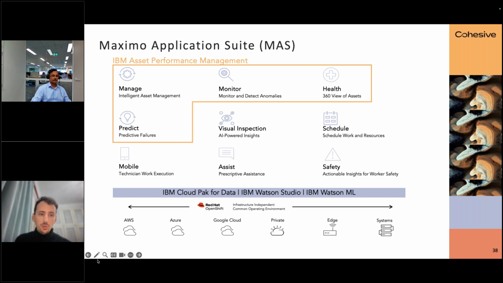And so Manage, which was previously known as Maximo, has been effectively put into a suite with a number of other existing IBM products. Monitor, which effectively allows you to connect to real-time data and to process that in real time, deploying anomaly detection algorithms and some of IBM's proprietary AI accessed inside of the solution.